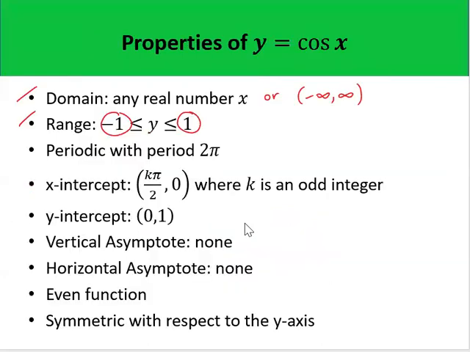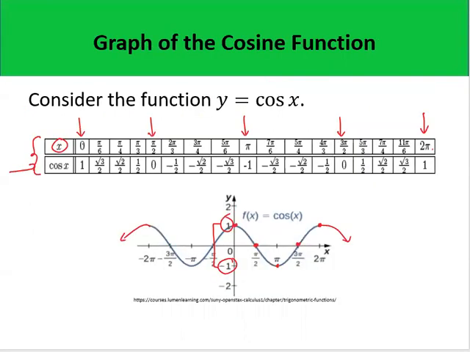Also, the graph of the cosine function is periodic with a period of 2 pi. Which means that the graph of the cosine function will repeat every 2 pi units. As you can see from this graph, from 0 to 2 pi, we have this pattern of the graph. And then from negative 2 pi to 0, we also have the same pattern of the graph.